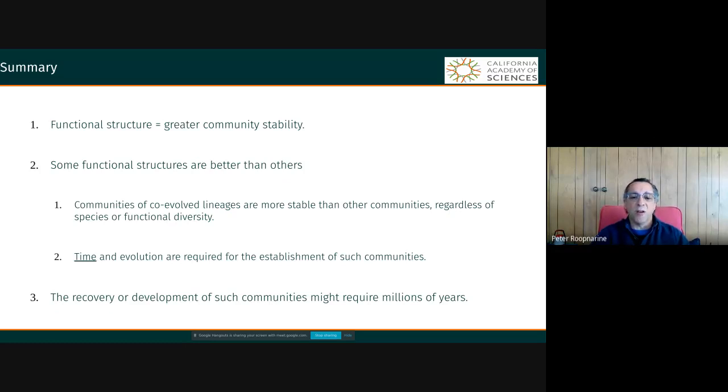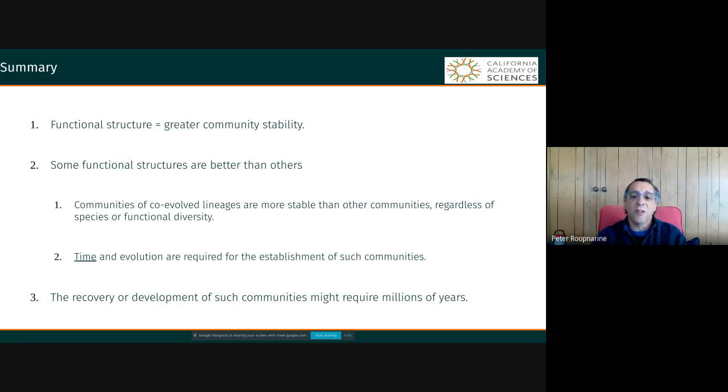And even though they're all better than random, the fact that the real ones that we see are better than the millions of alternatives that we can construct in the community means that the real ones are optimized. And whenever you see that kind of optimization in the natural world, it smacks of evolution, of evolutionary processes. So we suggest that this stability arises because we have long-lived co-evolving lineages, and time and evolution are required for the establishment of those communities.